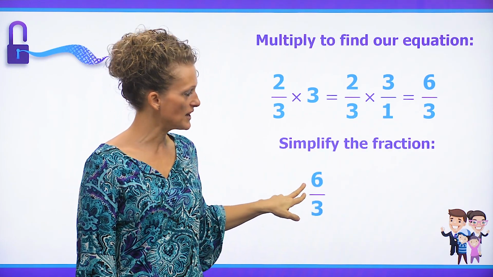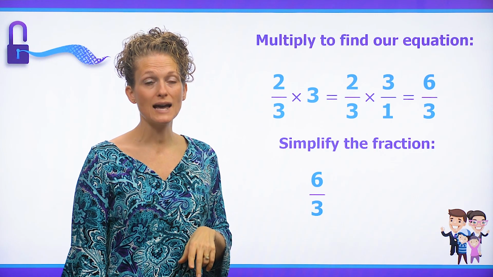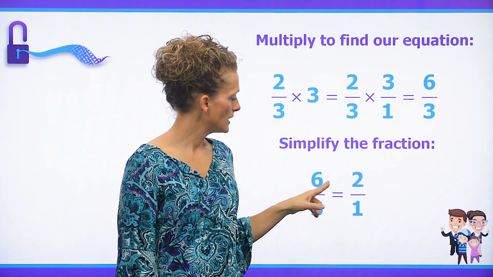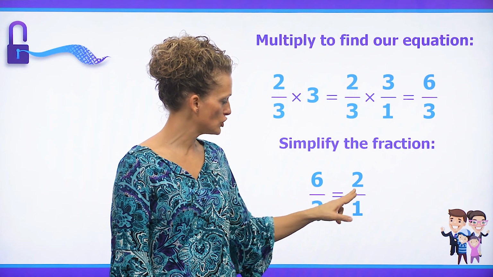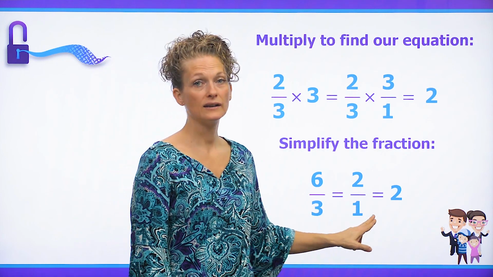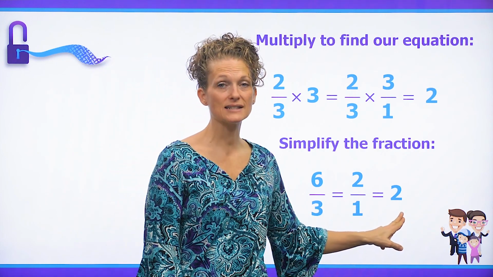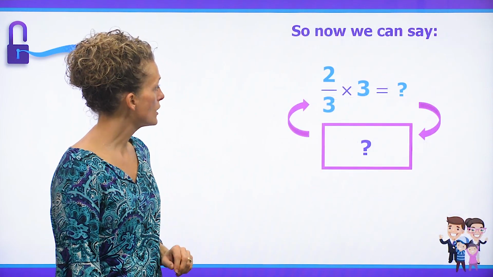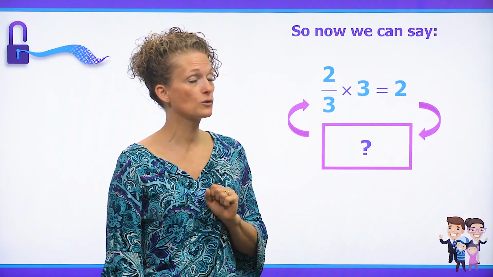And we can simplify this because if you'll recognize 3 and 6 are factors of 6. So we can divide 6 by 3, which is 2, and 3 divided by 3, which is 1. And 2/1, as we learned last lesson, is the same thing as saying simply 2. So now we can replace our question mark with a 2.